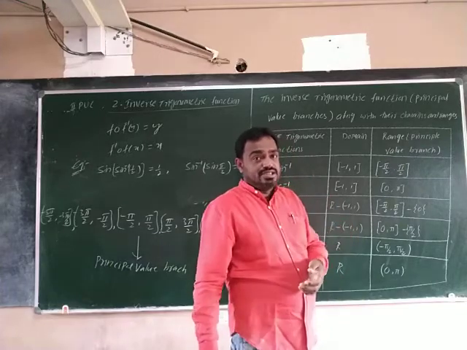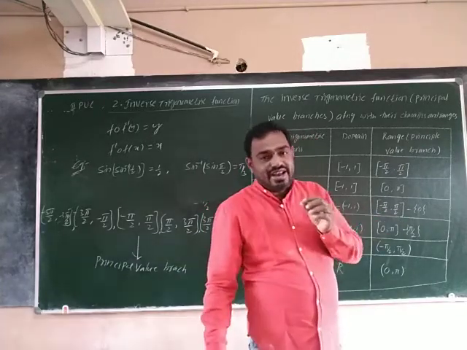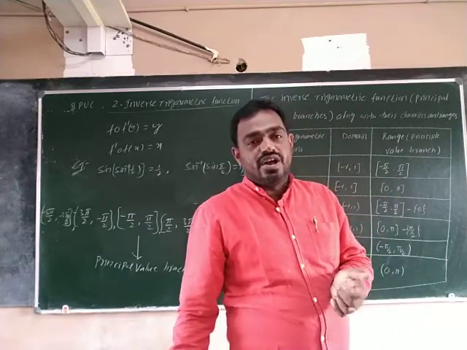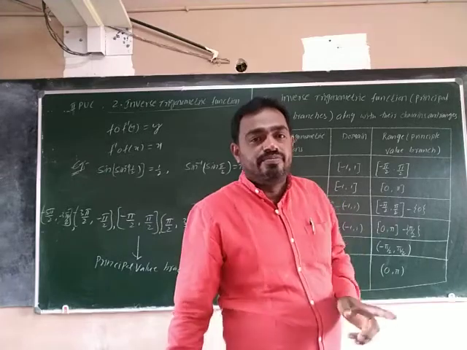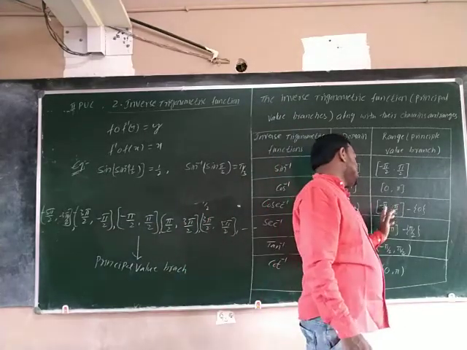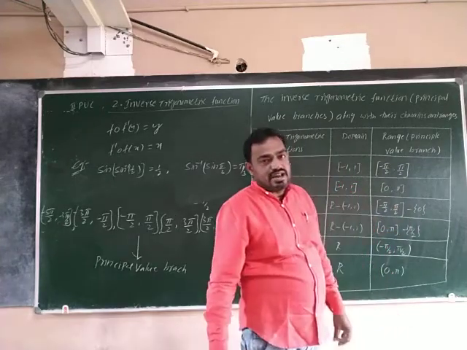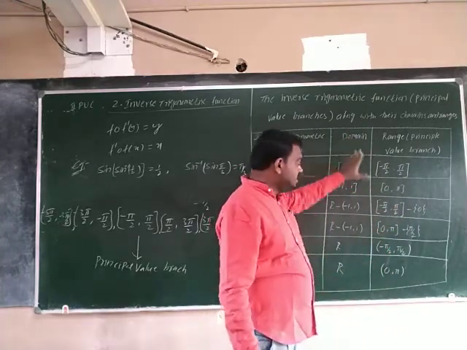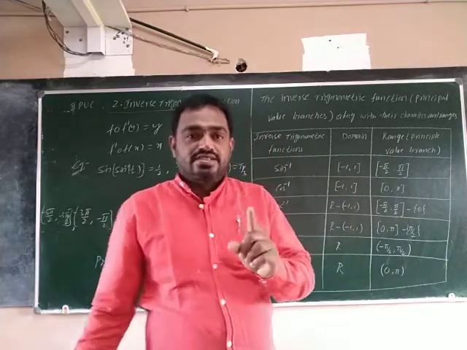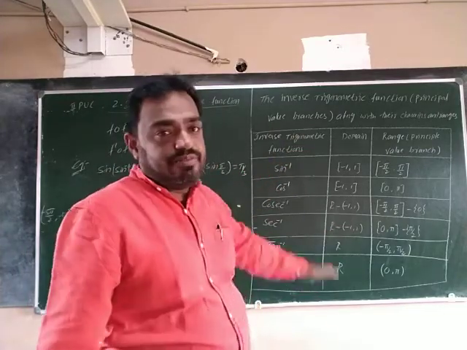For your seniors this year, this was discussed: what is the range of cosecant inverse? One question like this is given every year. The answer is the closed interval minus pi by 2 comma pi by 2 minus the set {0}. So from this table, they ask one question every year. Remember this table once.